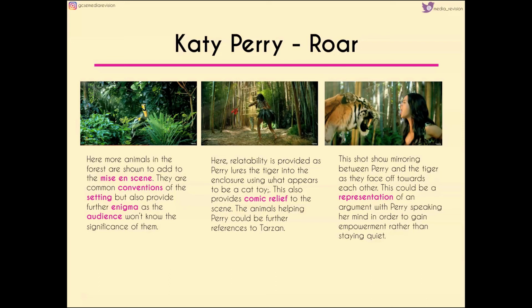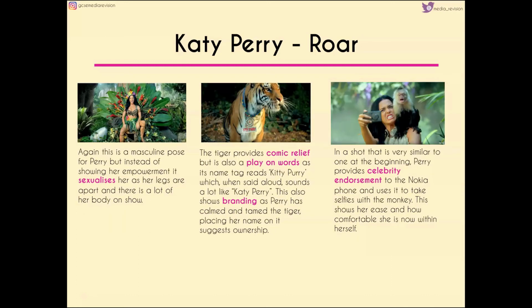A key scene from the video, though, is the shot between Katy Perry and the tiger. This is very reminiscent of the cave drawings that we saw previously, and they are facing off towards each other. Now this could be a representation of an argument, with Katy Perry speaking her mind in order to gain empowerment rather than staying quiet like we saw when she was under the control of the male at the beginning of the video. Now we know that she comes out on top because she's effectively sitting on a throne in the next scene that we see. We've also got lots of detail in that shot, such as the hat that her partner wore at the beginning of the video, showing that she's conquered him, she's conquered the jungle.